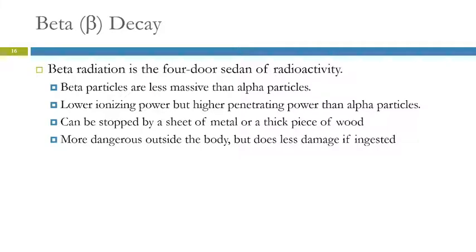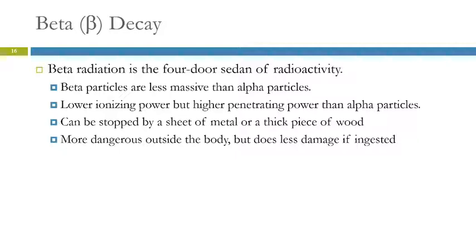So, in terms of vehicles, beta radiation is like a 4-door sedan. Good-sized car, right? Beta particles are less massive than alpha particles, so when they run into things, they don't do as much damage, so they have lower ionizing power. But they have higher penetrating power than alpha particles. So just like in a traffic jam, a car can change lanes and get through a little easier than an 18-wheeler. The beta particle can get through matter more easily than alpha particles can.